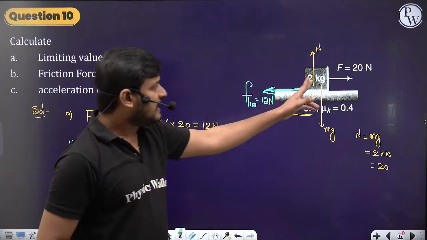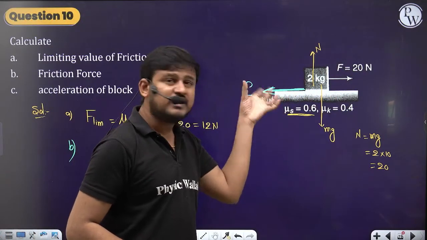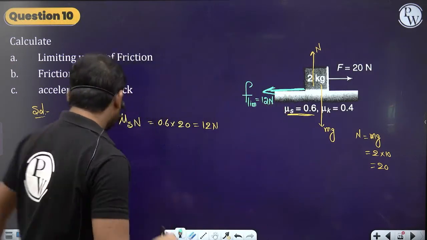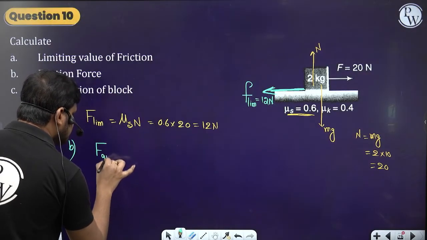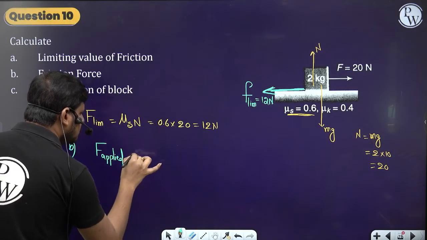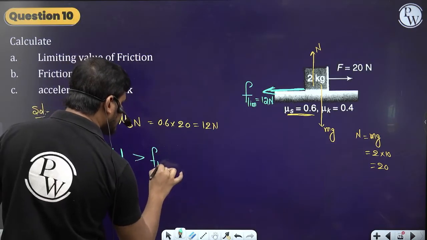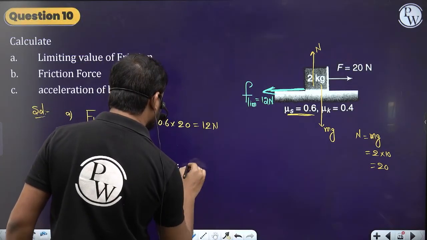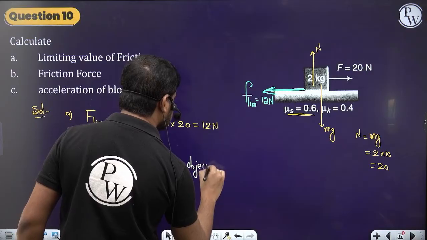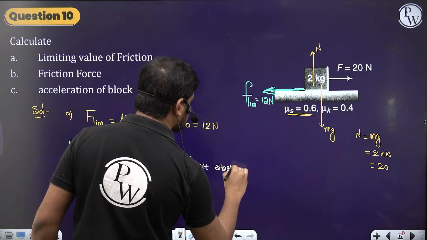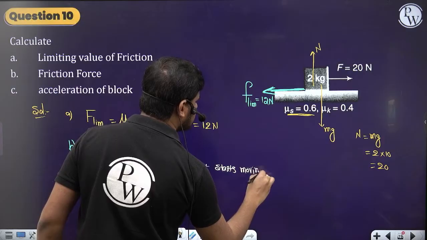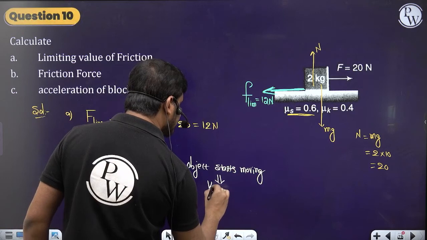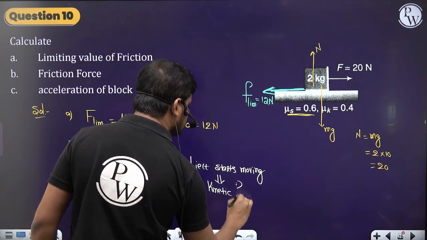See, the F applied is 20 newtons and F limiting is 12 newtons. So the maximum force of the static friction is 12 newtons only. So that's why the F applied here is greater than F limiting. Yes. So the object starts moving. If the object starts moving, then which friction comes into the role? The kinetic friction comes into the role. Yes or no? Understand the concept.